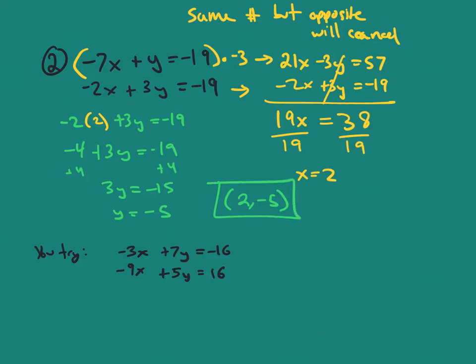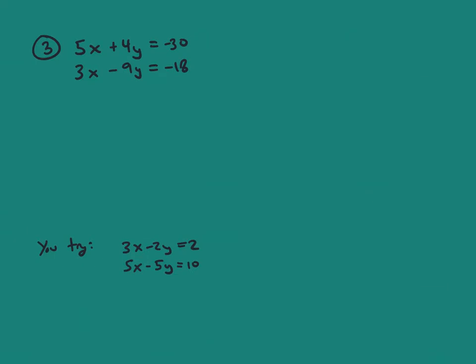All right, once again, pause the video and try this problem at the bottom of the page. Okay, check your answer with the work that I did there. This time we had to multiply the top equation by negative 3, same number actually, and that way the x variables would cancel out. All right, let's try a couple more.